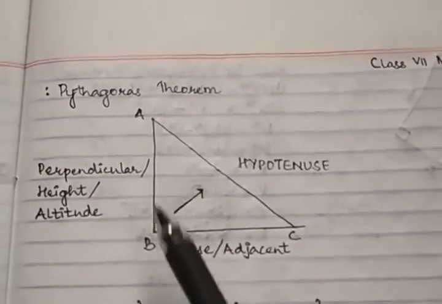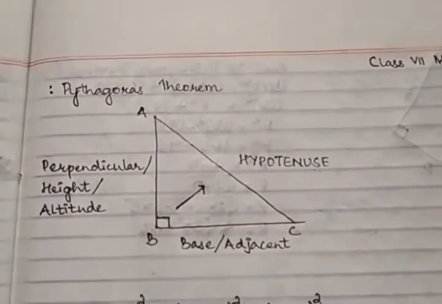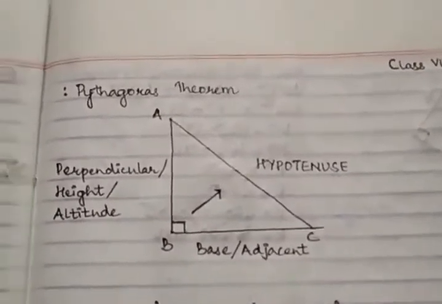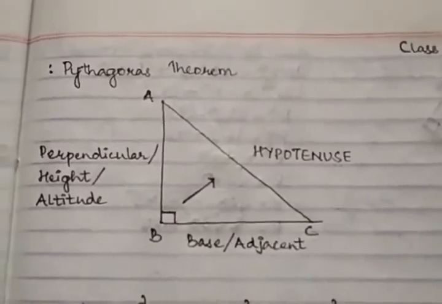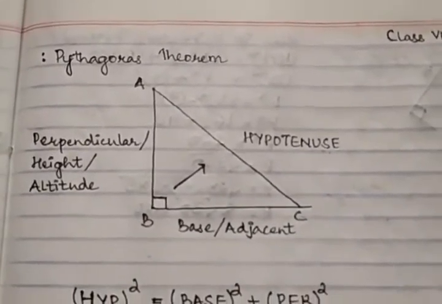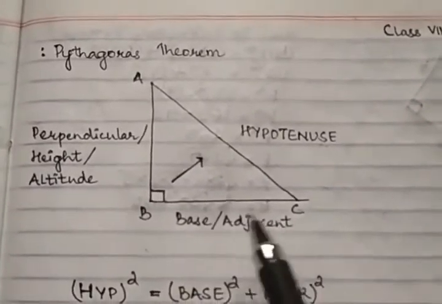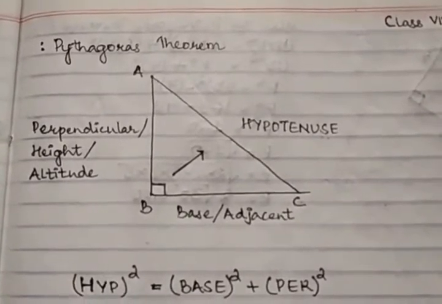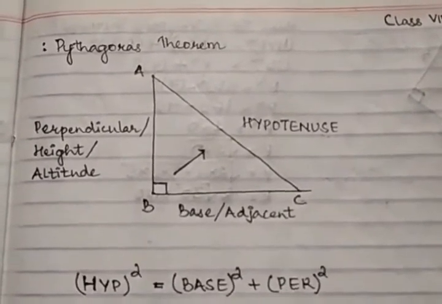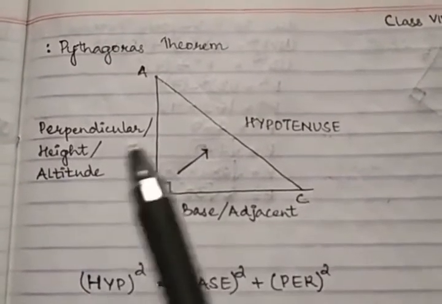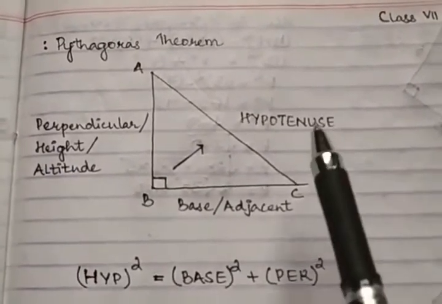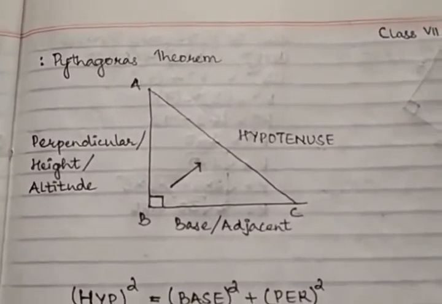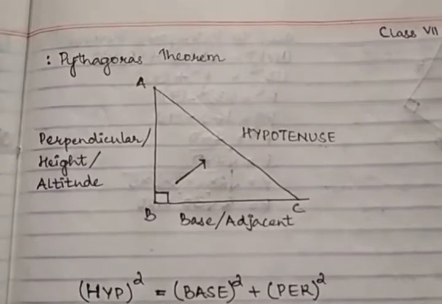This side is known as your perpendicular, height, or altitude as well. It has got 3 different names. It can be called perpendicular, it can be called height, or it can be called altitude. And this side can be called base or adjacent. Since all the terms are important, I have given you all the terms, because sometimes they will be using adjacent and you might get confused, isn't it? That is why I have given all the different names of the sides. And this side has only one name, that is hypotenuse. That's it.